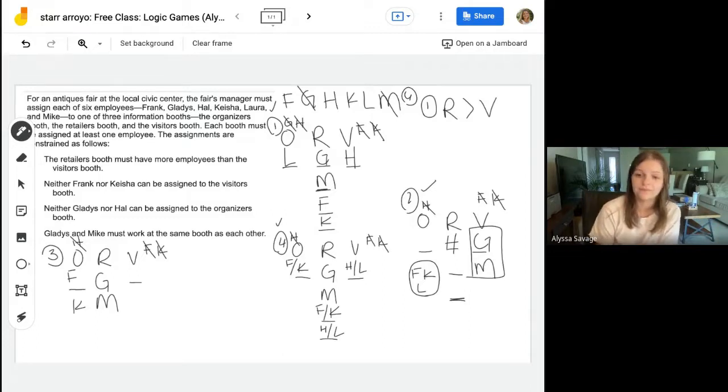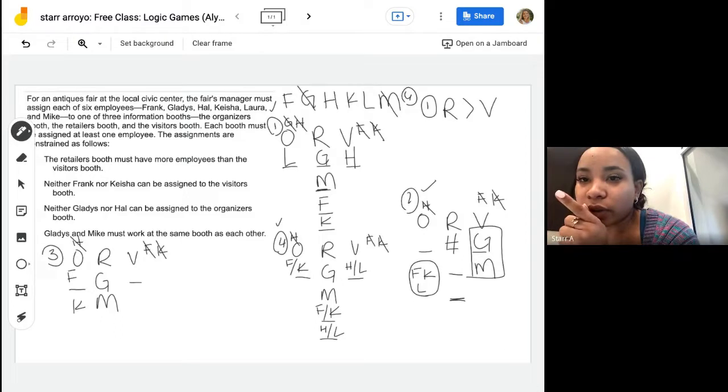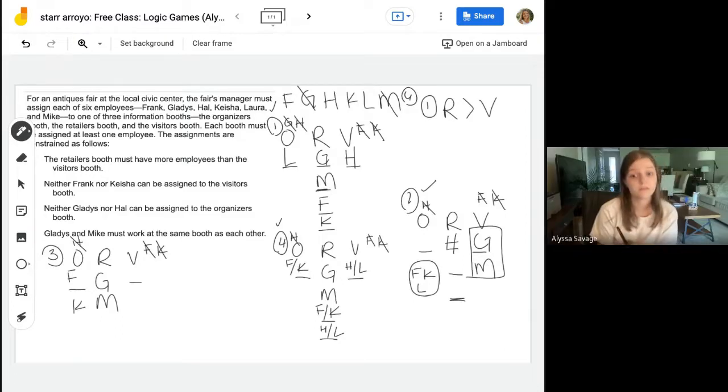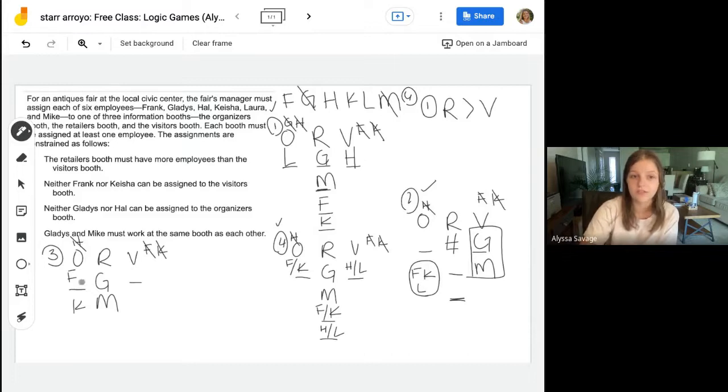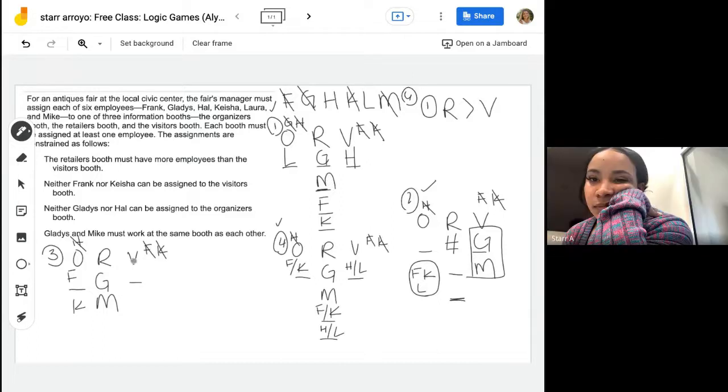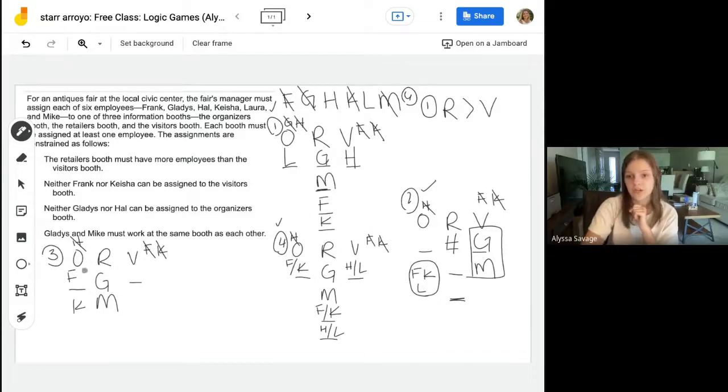Got it. And then R still has to have more than V. Oh, okay, got it. Yeah, it's more than V. So if we have F and K now, we've completely eliminated F and K. We just have to worry about H and L. And the only thing that we also have to worry about is each group has to have at least one. So technically, we still could filter some of our variables into O and R if we wanted to, but we have to figure out who's going to go into V.